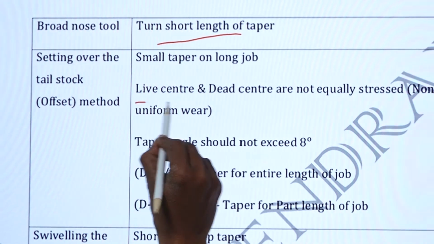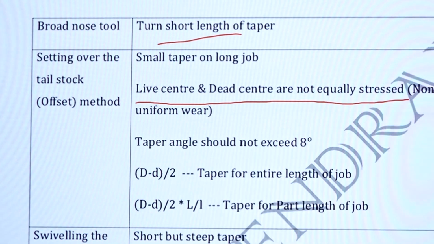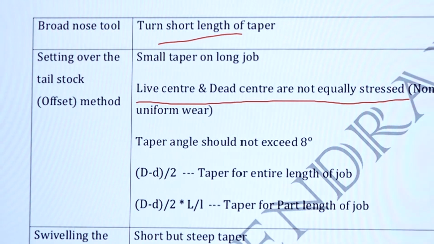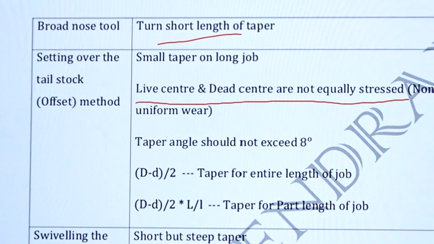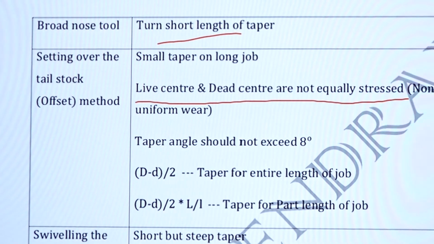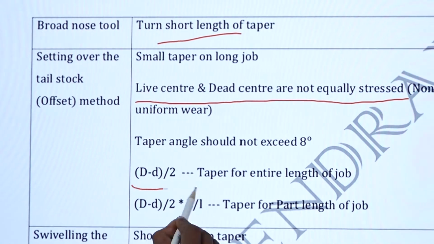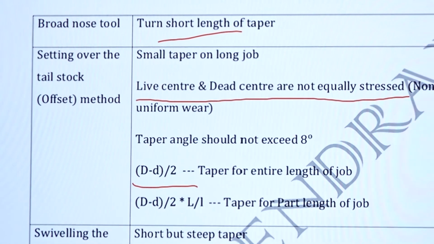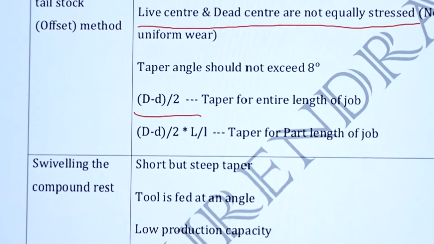So here the live center and dead center are not equally stressed, so the job can be held by the live center and dead center. Both the live center and dead center are not equally stressed in this operation. The taper for the entire length of the job is found out by the formula (D minus d) by 2.